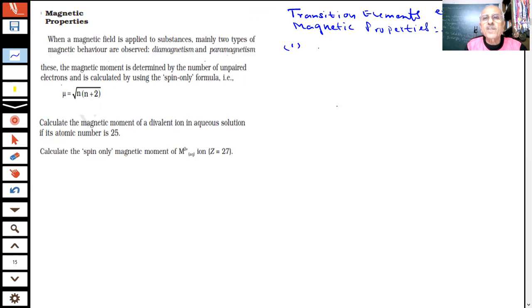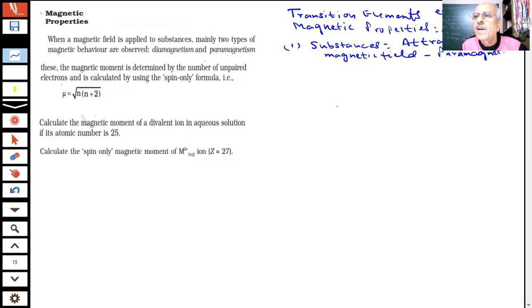What type of substances are we talking of? There are certain substances, students, which are attracted by the magnetic field. Yes, sir. They are attracted towards the magnetic field. What do you call them? Substances which are attracted by the magnetic field, if you apply a field, are called paramagnetic substances. Okay, this is the first thing.